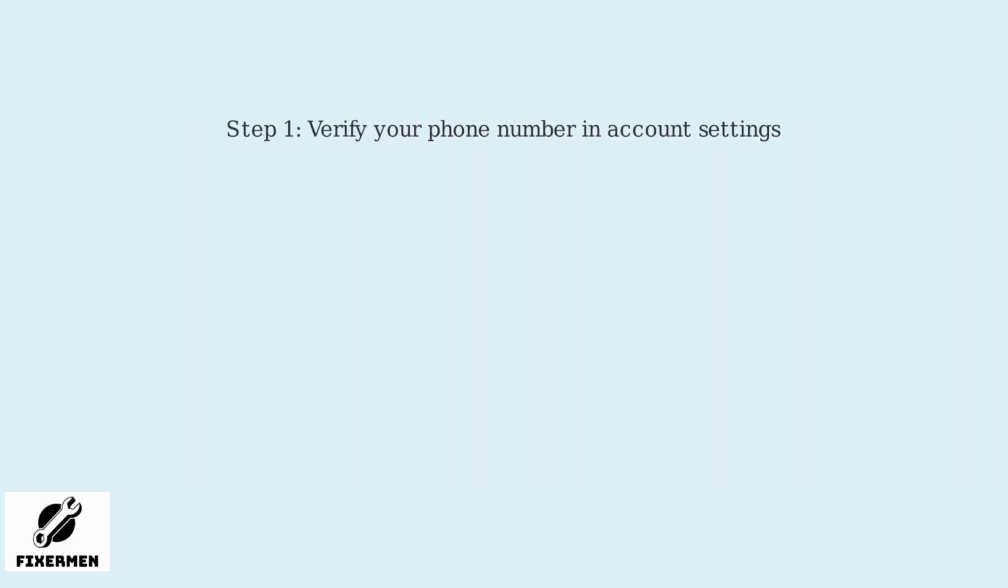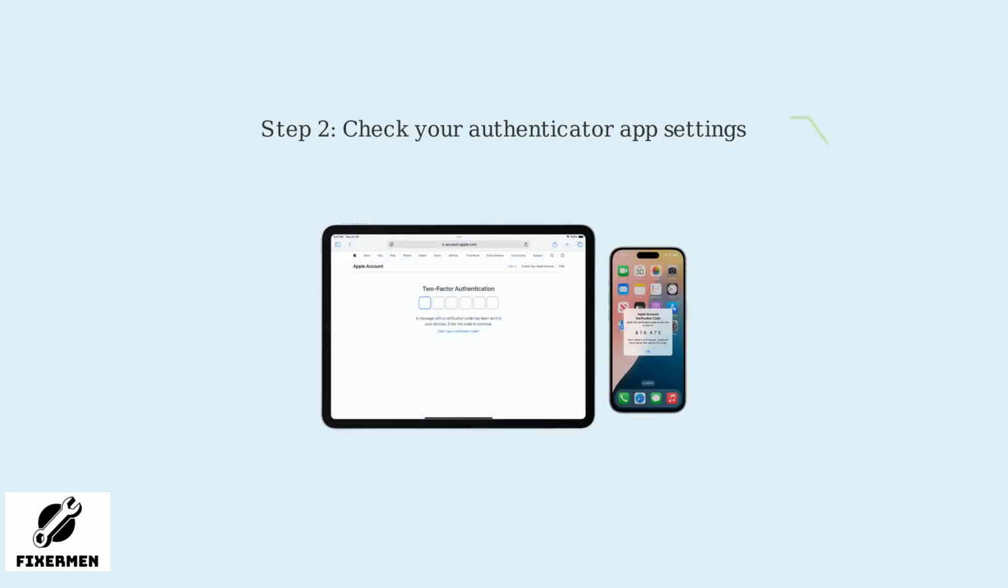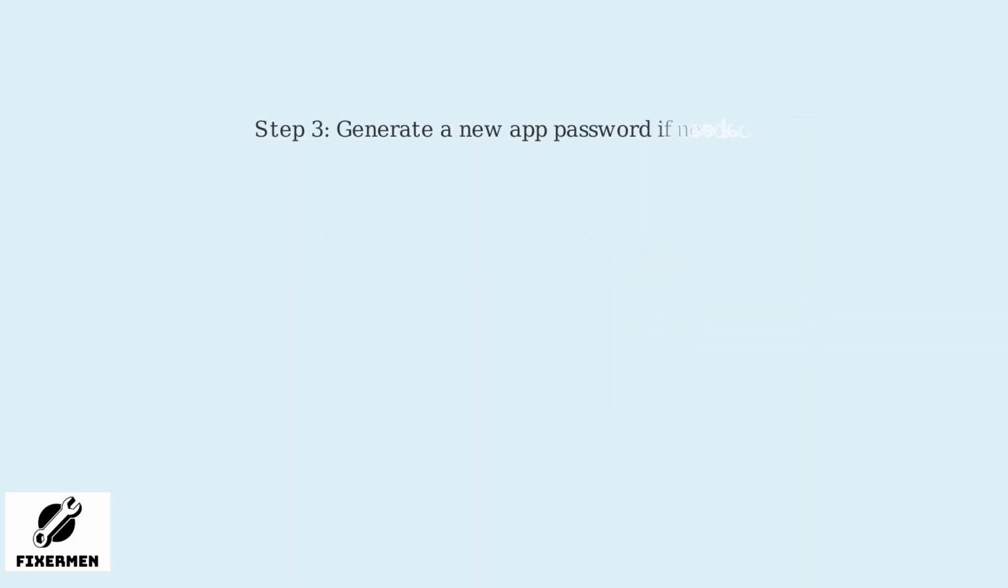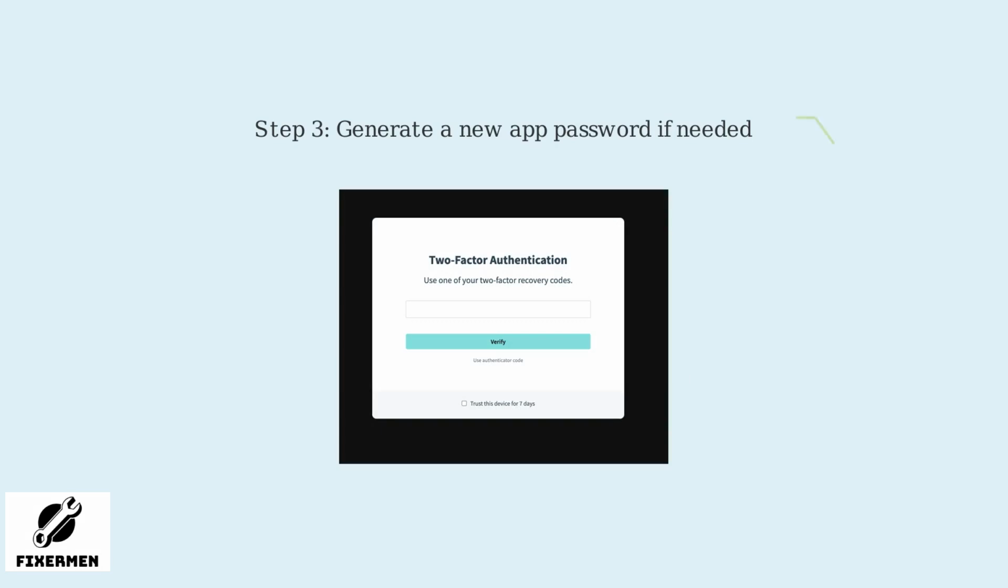First, verify that your phone number is correct in your Microsoft account settings. Go to account.microsoft.com and check the Security Info section. Second, ensure your Authenticator app is set up correctly. Open the app and verify it's generating codes for your Outlook account. If codes aren't appearing, you may need to re-add the account. Third, if issues persist, generate a new app password. Visit your Microsoft account security settings and create a new app password specifically for Outlook. Use this password instead of your regular account password in the app.